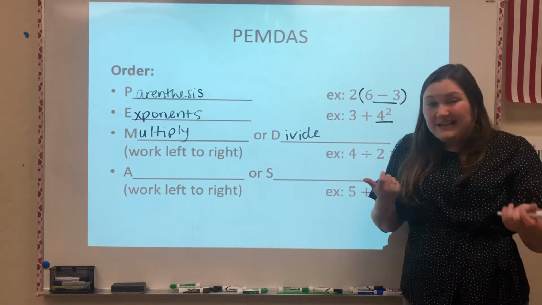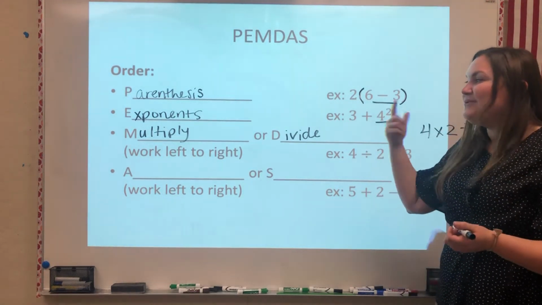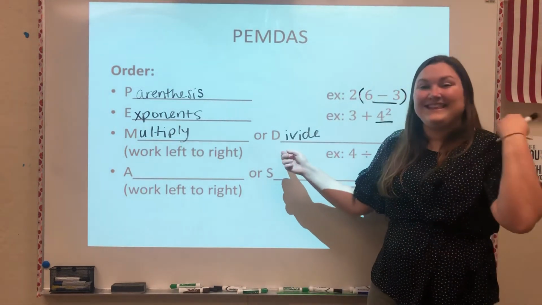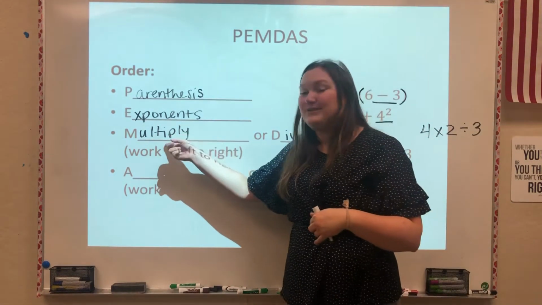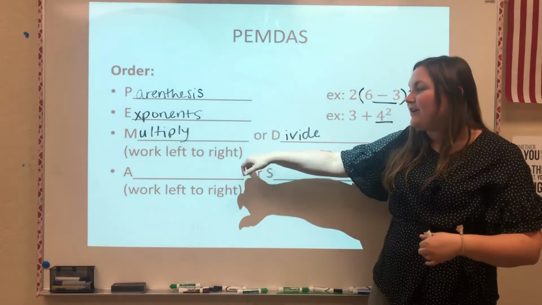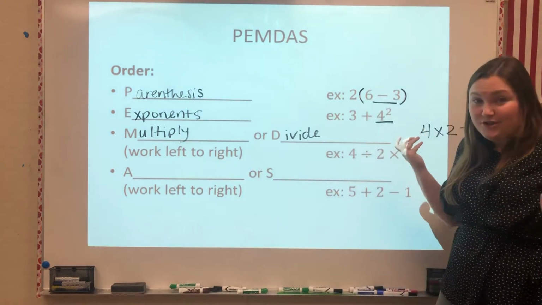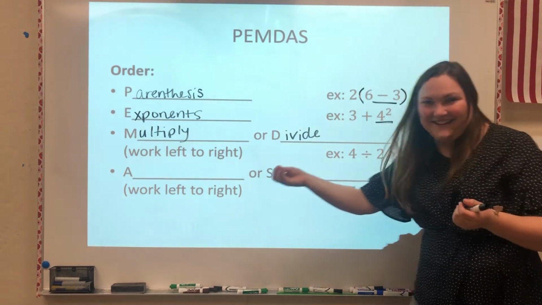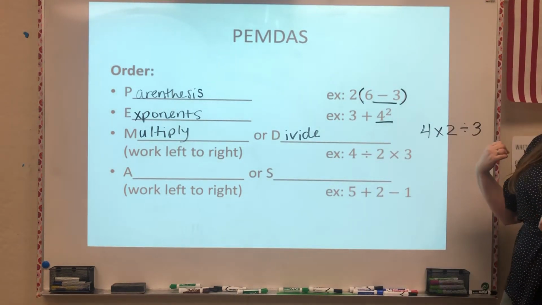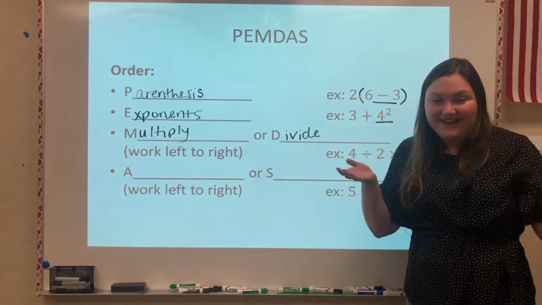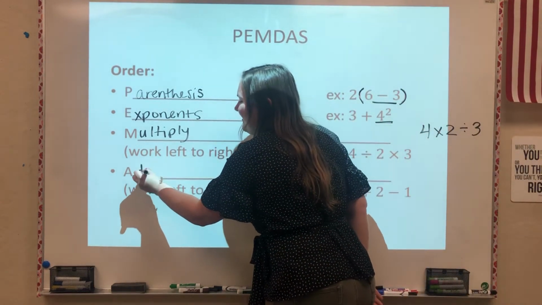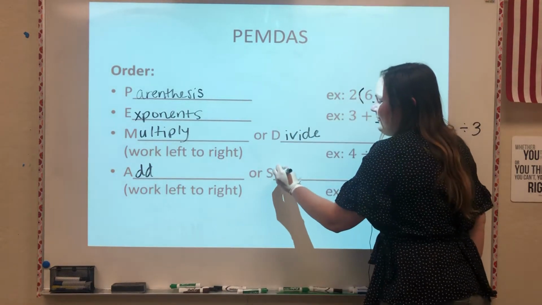The biggest mistake students make with this is because in the word PEMDAS, the M comes before D. That does not mean you need to multiply before divide. You're going to work from left to right, so you're going to do whichever one is first in the problem, whichever one's on the left side, and then move right. It's going to be the same thing for these last two, A and S, which you probably can guess are going to be add or subtract.